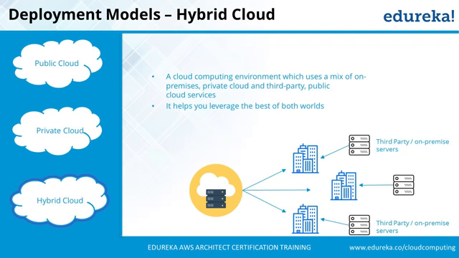The last environment that we want to discuss is the hybrid cloud environment. As the name implies, these are companies making use of both cloud environments, your public cloud environment as well as your private cloud environment. If you are making use of both those environments, then it becomes a hybrid cloud. This is a cloud computing environment which uses a mix of on-prem, private cloud, and third-party or public cloud. So it is not just private cloud as well as public cloud.